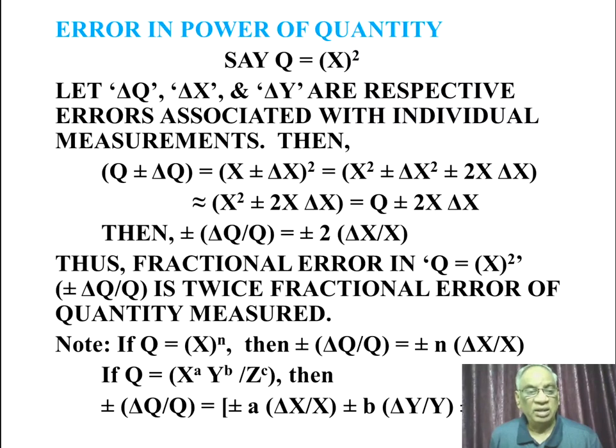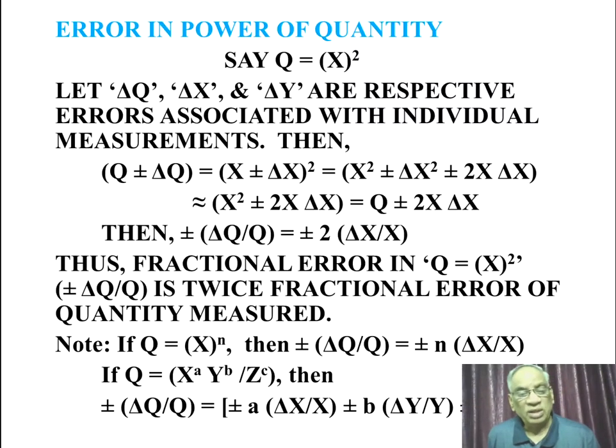The fractional error in the term q is nothing but, because the power of square is there, 2 times delta x by x. So that is for the square term. Twice the fractional error in the q term is nothing but twice the fractional error of the quantity being measured, that is x. If q is x to the power of n, then you can say that it is n times delta x by x.